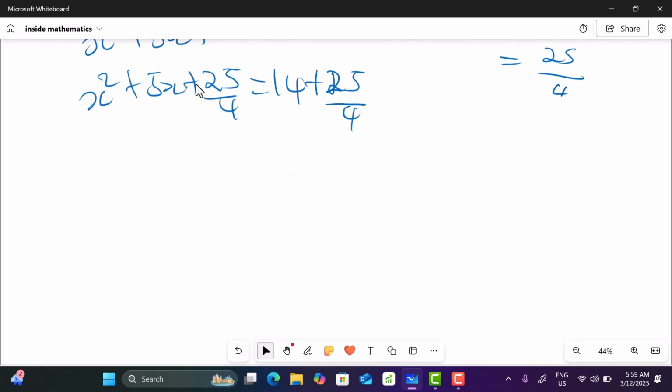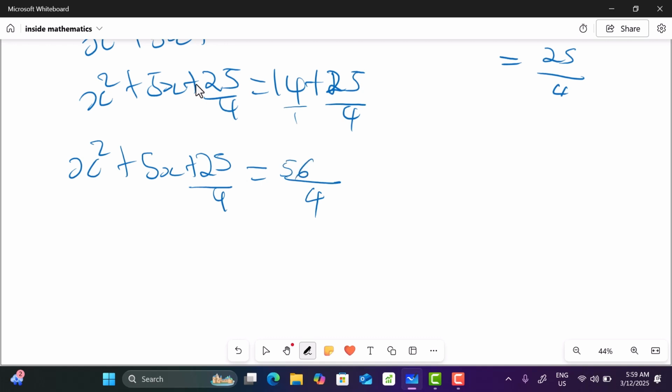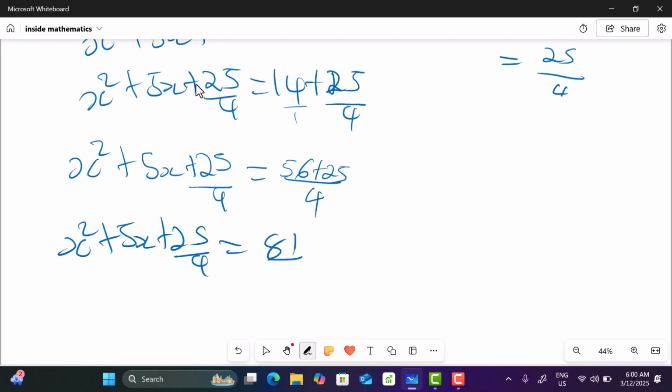Then we have to do what everybody does when solving fractions. So x squared plus 5x plus 25 over 4 equals, the denominator is 4, and then here it will be 1. 14 times 4 is 56, plus 25. So x squared plus 5x plus 25 over 4 equals 81 over 4.